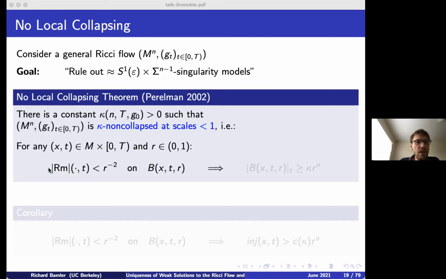And if on that ball I have an upper curvature bound of this form, so this is r to the -2. So in other words, if I scale the ball of radius r to have radius 1, then I would have an upper curvature bound of 1 on this ball. Okay? So if I have this curvature bound on this ball, then I have a lower volume bound on the ball, kappa times r to the n.